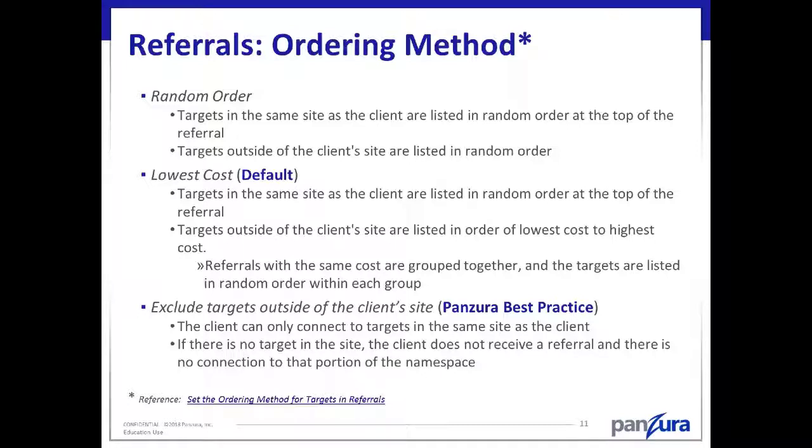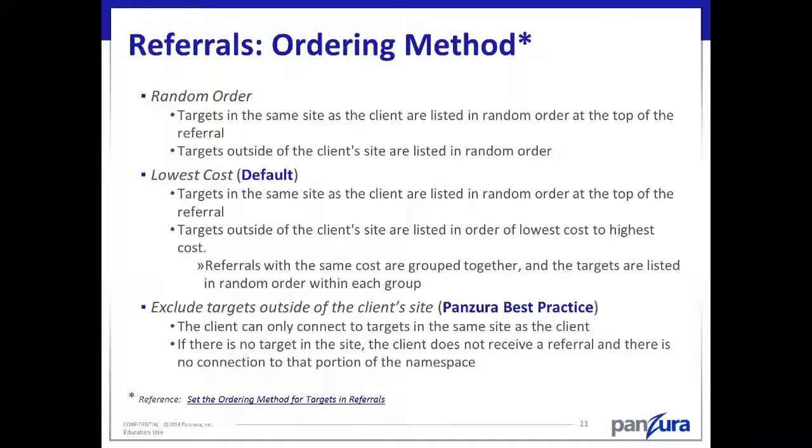So in the case of random order, targets in the same site as the client are listed in random order. They're going to be listed immediately after the local target. And as we discussed earlier, the client gets this list and it just works from the list from the top down. So the client's going to connect to the local target, and then it's going to try one of the other targets that are listed randomly.